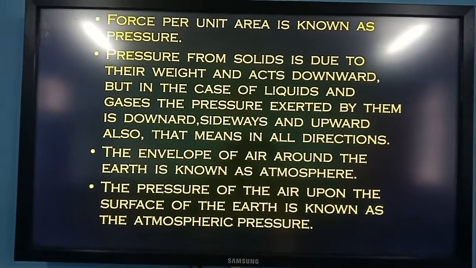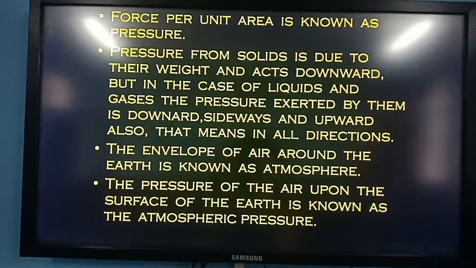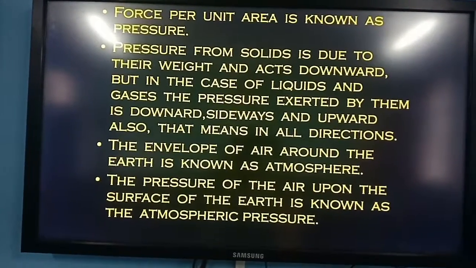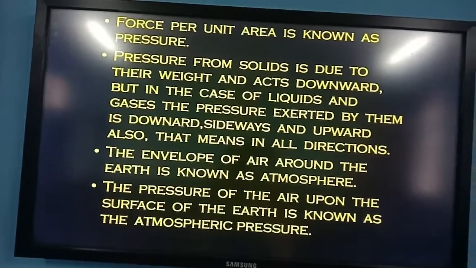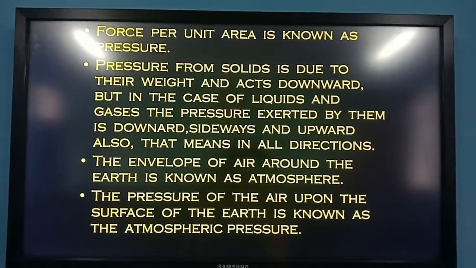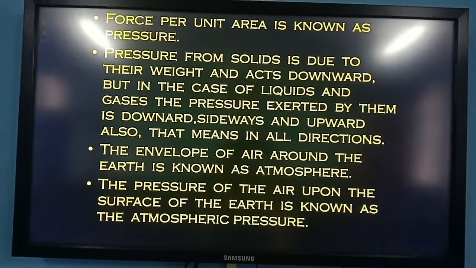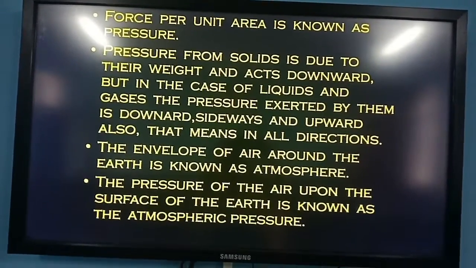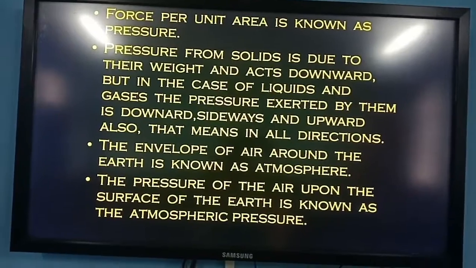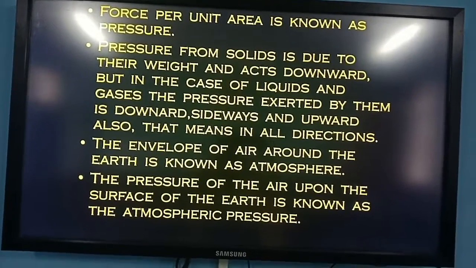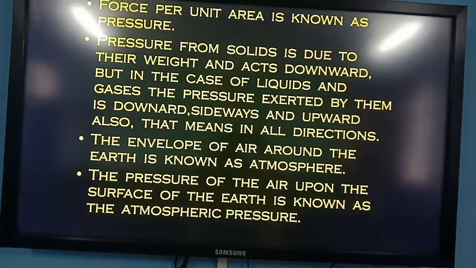Let's summarize what we learned today. Force per unit area is known as pressure. Pressure from solids is due to their weight and acts downward. But in the case of liquids and gases, the pressure exerted by them is downward, sideways and upward, that means in all directions. The envelope of air around the earth is known as atmosphere. The pressure of the air upon the surface of the earth is known as atmospheric pressure.